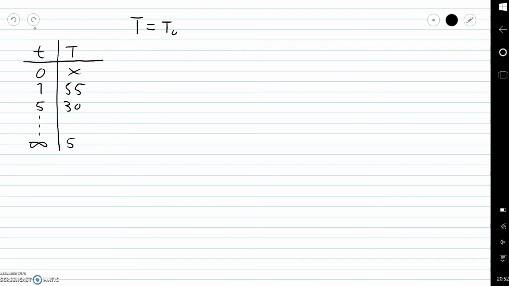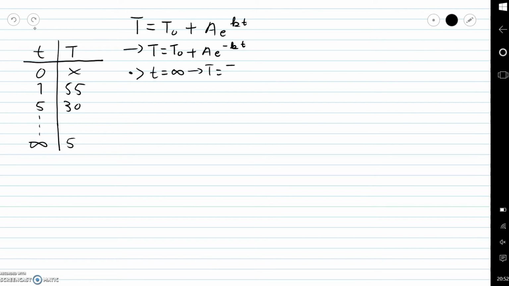In the first example, we have a condition of a thermometer moved from an inside room to an outside room where the temperature is 5 degrees Fahrenheit. So when t equals 0, temperature is X. When t equals 1, temperature is 55. When time equals 5, temperature is 30. And when time is approaching infinity, temperature is 5. And we write the general equation.